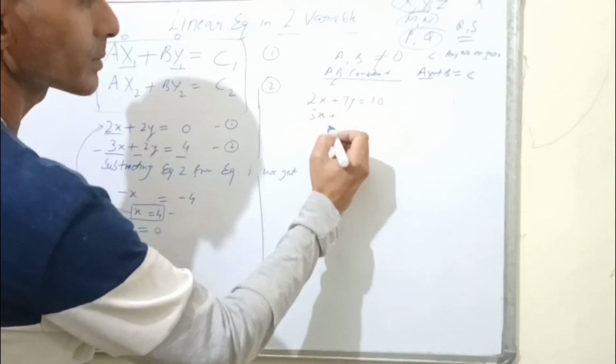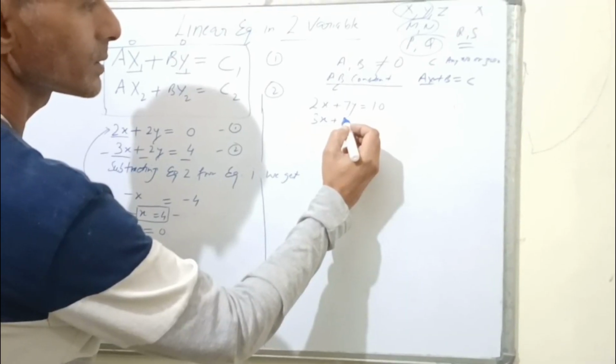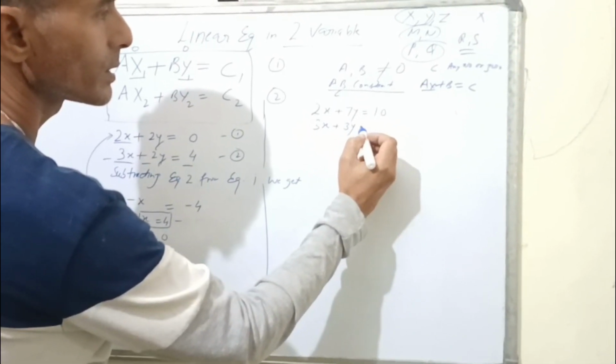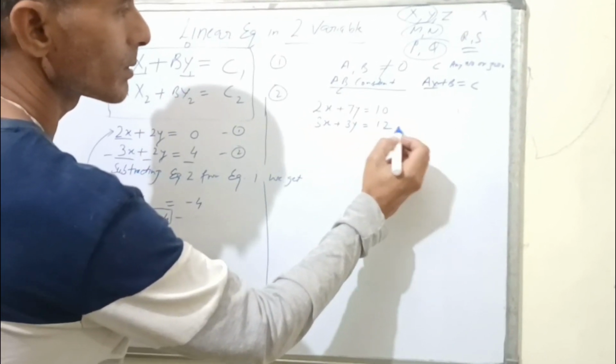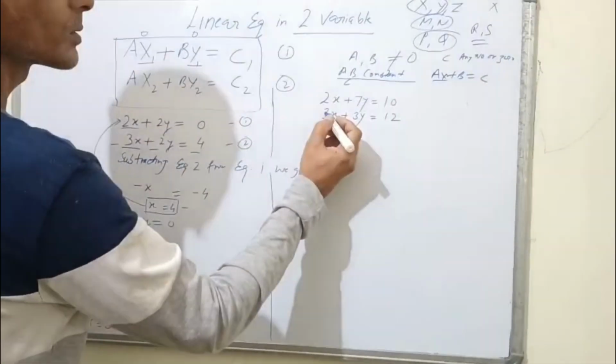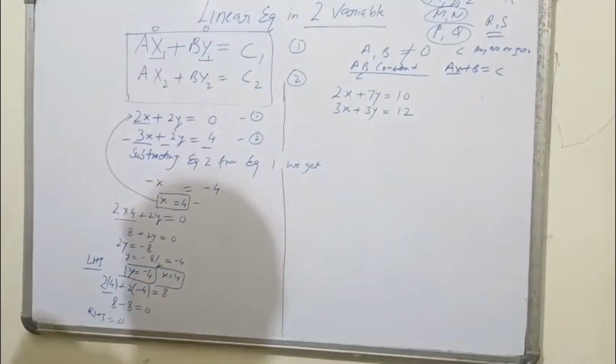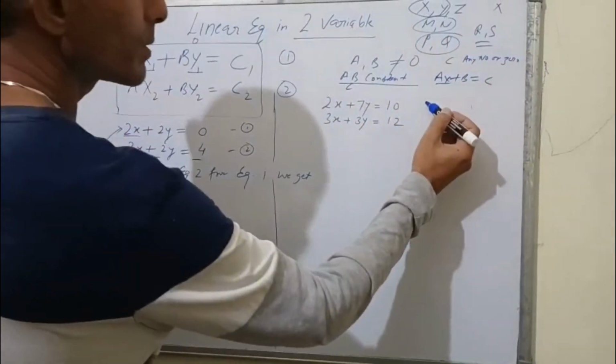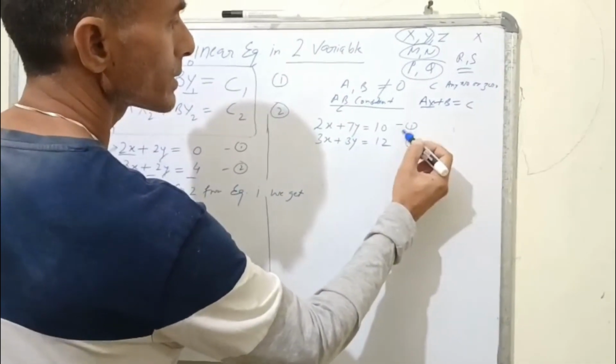3x plus 3y is equal to 12. Okay. Again, we have two ways now. Again, this is equation 1, this is equation 2.